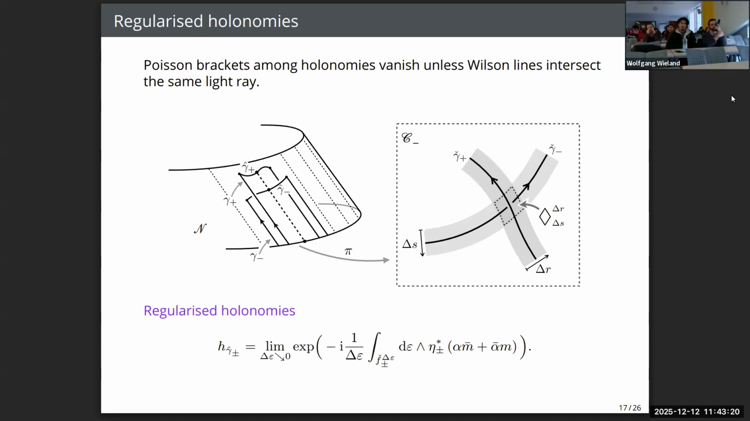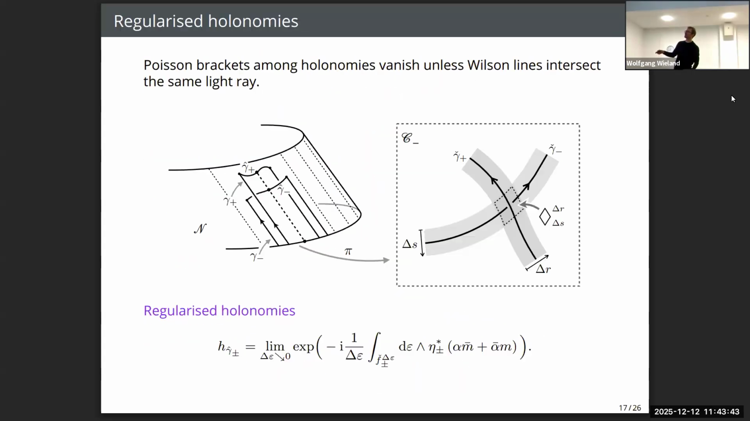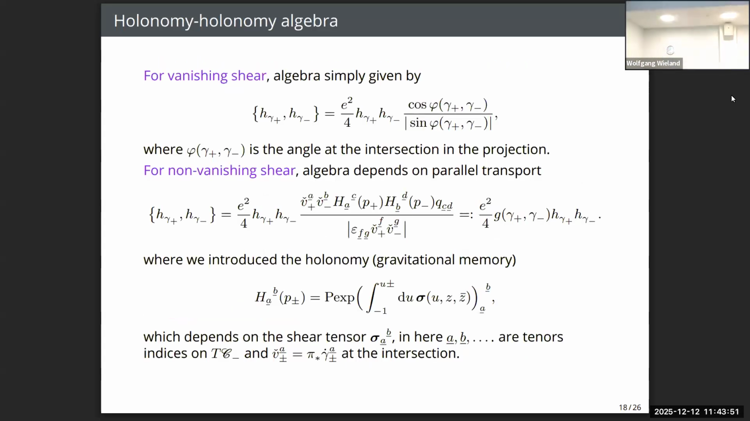And to do the calculation now, this is the homework for the student, you smear these lines into one-dimensional strips, and then do the Poisson bracket, and the only contribution from the Poisson bracket is then a two-dimensional plaquette. And since you have a delta function in the Poisson bracket, this then has a finite integral. So you just get a number. For vanishing shear, the algebra is very simple. The Poisson algebra between two holonomies gives again two holonomies times some function. And this function depends on the cosine of the angle at the intersection, divided by the norm of the sine.